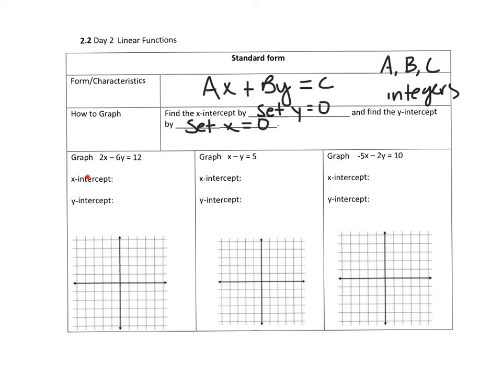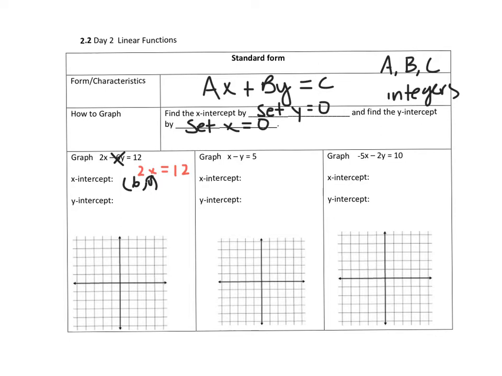To find the x-intercept, you set y equal to 0. So if this was 0, your equation would be 2x equals 12, so x equals 6. Since it's an x-intercept, it's going to be on the x-axis. So the point is 6, 0.